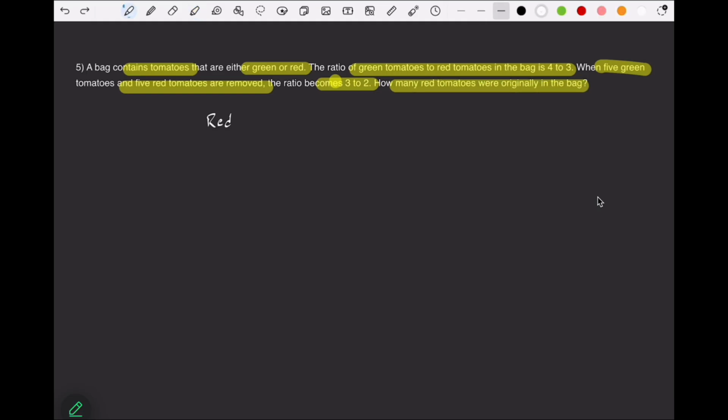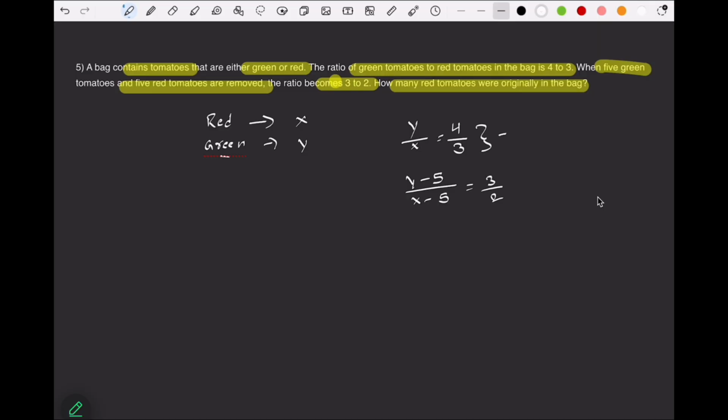Let's consider the number of red tomatoes in the bag are x and the number of green tomatoes in the bag are y. Initially, the ratio of green tomatoes to the red tomatoes is 4:3. So y over x is equal to 4 divided by 3. When they remove 5 red tomatoes and 5 green tomatoes from the bag, the ratio becomes 3:2. So y minus 5 divided by x minus 5 is equal to 3 by 2.